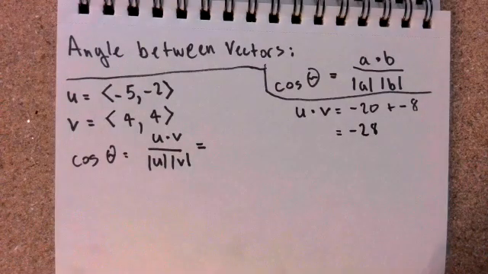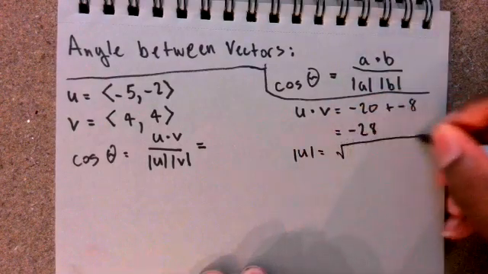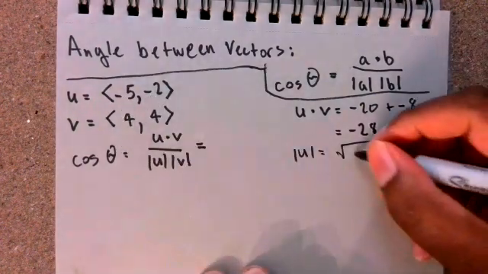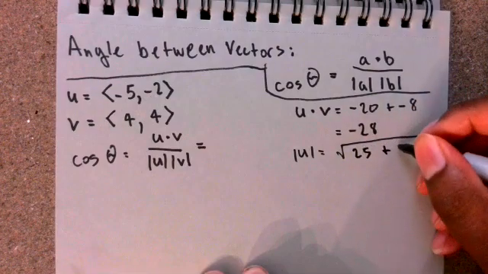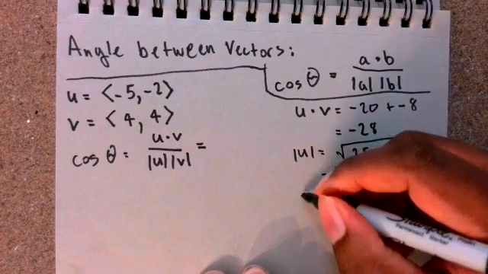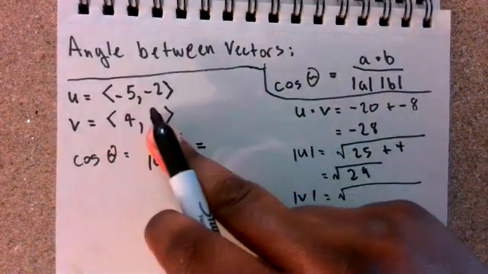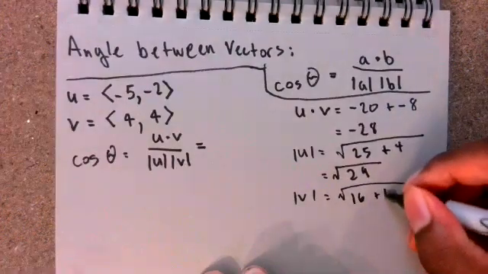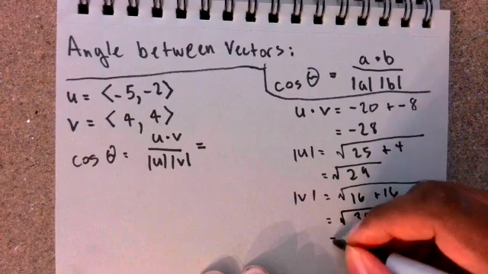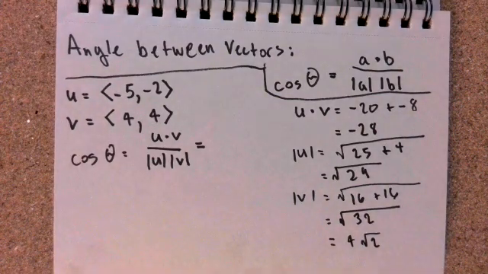The next thing I'm going to do is look at the magnitude of u. If you don't remember, it's the square root of this squared plus this squared. So this is going to be 25 plus 4, square root of 29. And then the magnitude of v, same thing, square root of 4 squared plus 4 squared, 16 plus 16, square root of 32, or we can say 4 root 2. Either way works out for us.